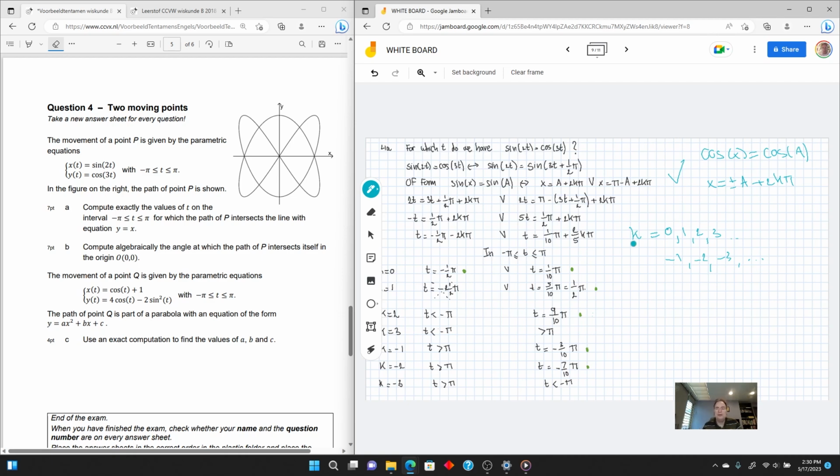Okay, so yeah, many solutions. Probably what I should have done is just summarize the solutions here. So minus 1/2 pi, 1/10 pi, etc., etc. And they just need to have the values of t, so this is sufficient.